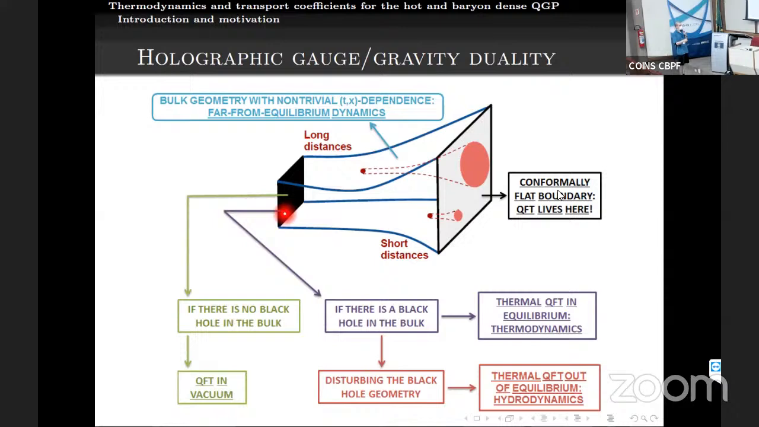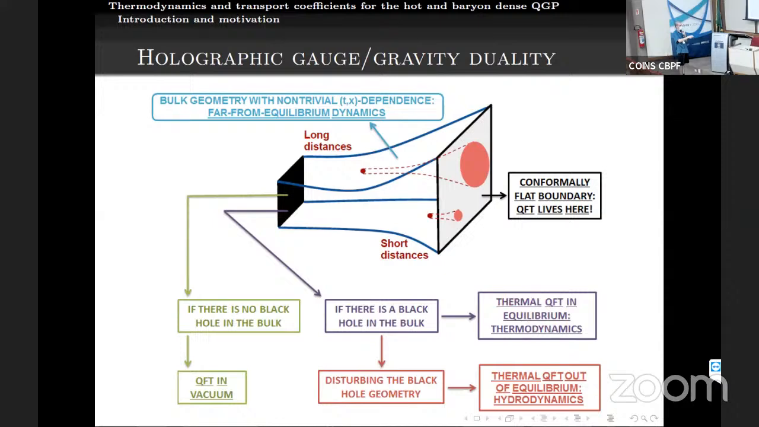But now if you consider a black hole in equilibrium inside this bulk, this will induce a thermal state in equilibrium here at the boundary. And then you can study the thermodynamics of the same quantum field theory that we were considering before, okay? I'm not changing the theory. I'm just changing what is happening inside the bulk. Then I can pass from a vacuum situation to a thermal situation, for instance.